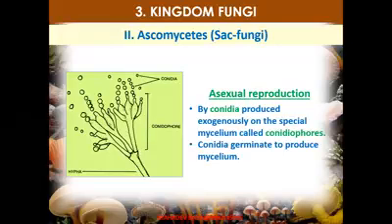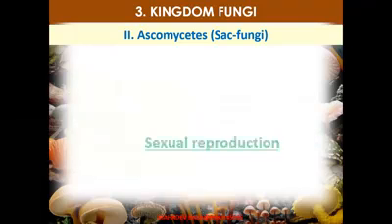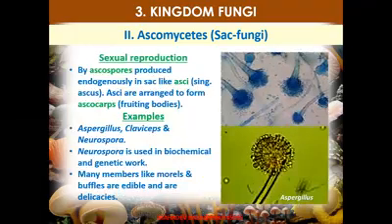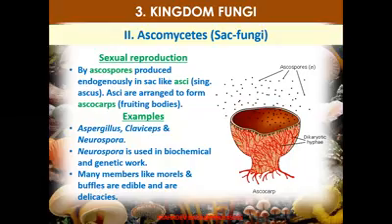Type of reproduction: asexual reproduction is by conidia produced exogenously on the special mycelium called conidiophores. Conidia germinate to produce mycelium. And the sexual type of reproduction we can see in the Ascomycetes is by ascospores. The spores that are produced are called ascospores, produced endogenously in a sac-like structure. Therefore, they are called sac fungi. These spores are being produced in the sac-like structure.